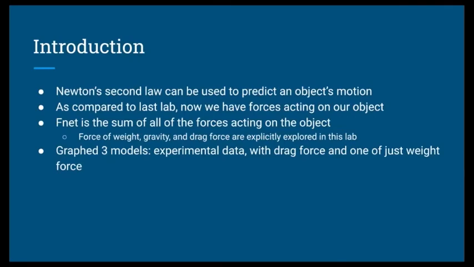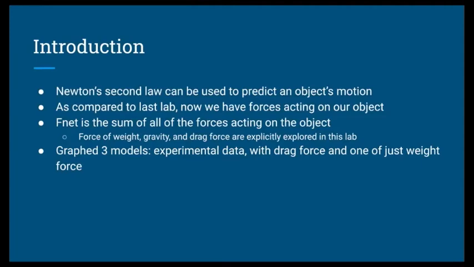For this lab, we use Newton's second law to predict an object's motion. Compared to last lab, where we had constant velocity, so F net equal to 0, now F net is the sum of all the forces acting on the object, which was like the weight force, so we had to consider gravity, and then the drag force acting on the object.